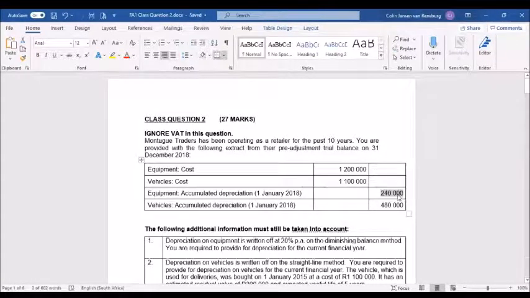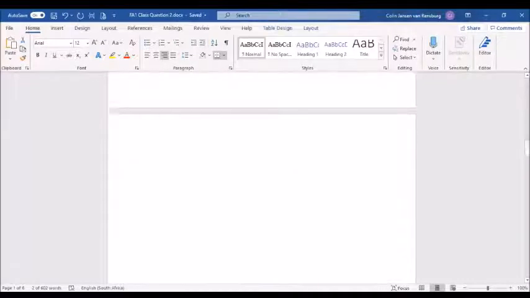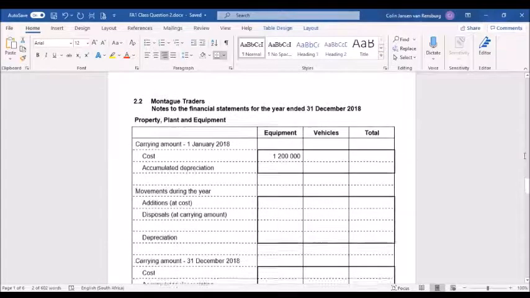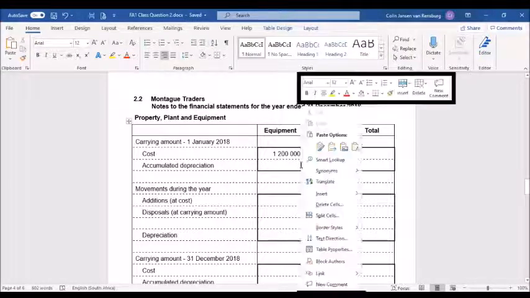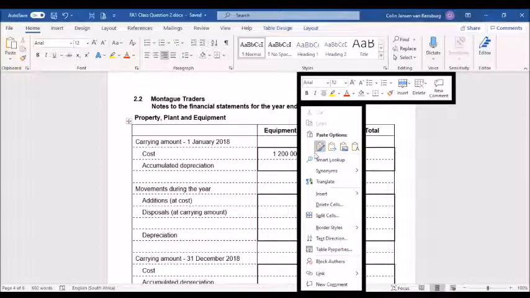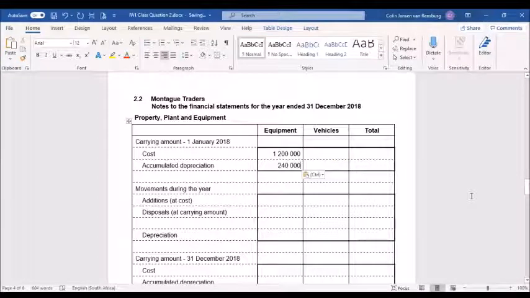Okay, so now we're going to take our opening balance on the accumulated depreciation account, and we're going to go down to our notes to the financial statements for that year, property, plant, and equipment, and we see the accumulated depreciation was an amount of 240,000.